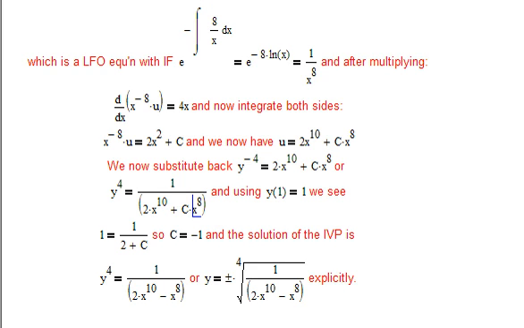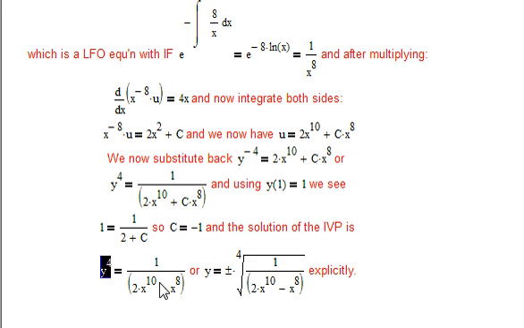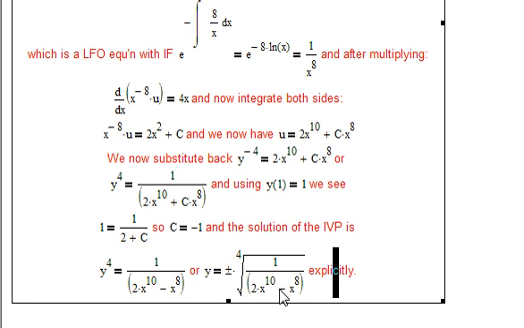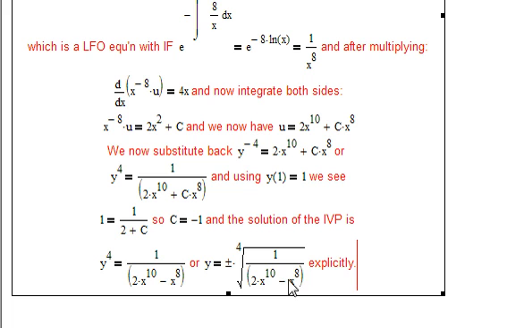And the solution of the initial value problem is y to the 4th equals 1 over 2 times x to the 10th minus x to the 8th. Or y equals plus or minus the 4th root of 1 divided by 2x to the 10th minus x to the 8th. Solved explicitly. And I guess I could probably simplify that further by factoring out x to the 8th from these two terms in the denominator. 4th root of x to the 8th would be x squared, so maybe plus or minus 1 over x squared times 1 divided by the square root of 2x squared minus 1.